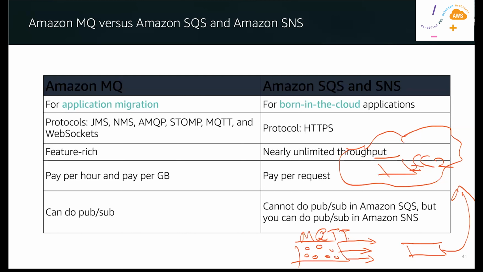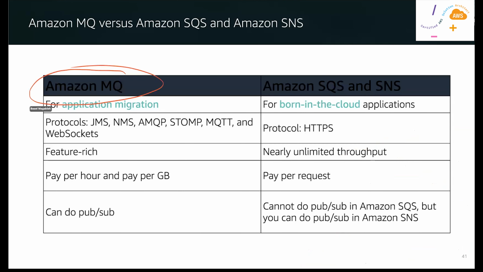The second difference is that SQS and SNS were born in the cloud. They have never been in an on-premises data center before. In Amazon MQ, you pay per hour and per gigabyte, but in SQS and SNS, you pay per request. Besides, this is a message broker, which means it can operate as a publisher-subscriber model, and also as a consumer and producer model. Both are supported by Amazon MQ. Now with SQS and SNS, SQS cannot do publisher-subscriber, but it can be done with Amazon SNS.